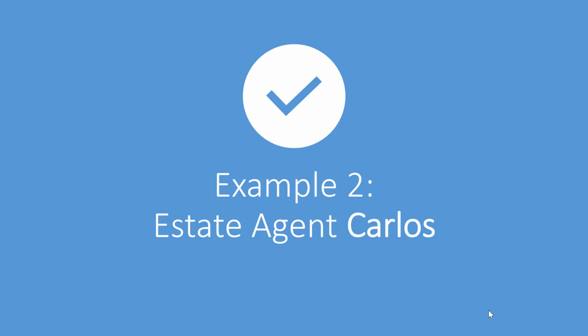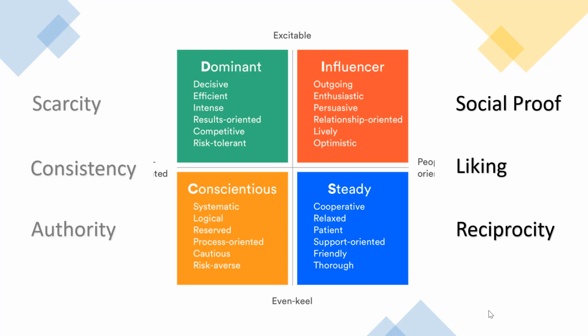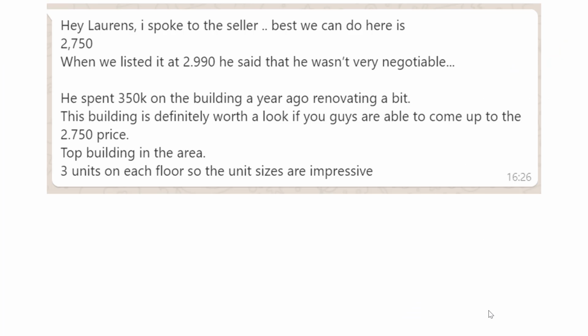Now let's look at Carlos. Okay, Carlos is on the right-hand side. He's a people-orientated person, so he's going to respond to our persuasion techniques of social proof, liking, and reciprocity. Okay, so here is his message. Hi Lawrence, I spoke to the seller, blah, blah, blah.